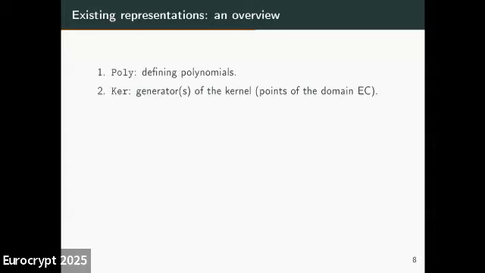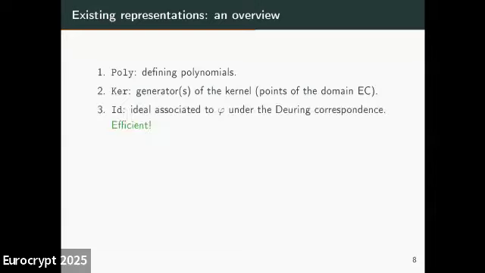The thing is that it's not really efficient, because the only way we have to evaluate the isogeny from there is first to compute the polynomial and then use it for the evaluation. So it's a little bit better in some cases, but it still does not solve the problem. Then we have this ideal representation that comes from the Deuring correspondence that I mentioned already, and this one is actually efficient because, as I said to you, in the quaternion world, we can do everything efficiently.